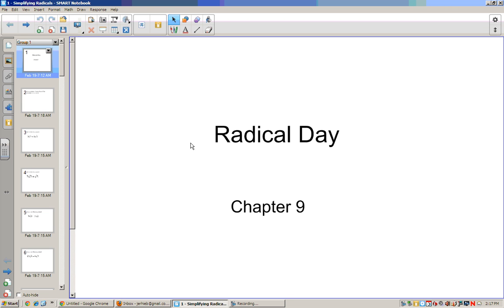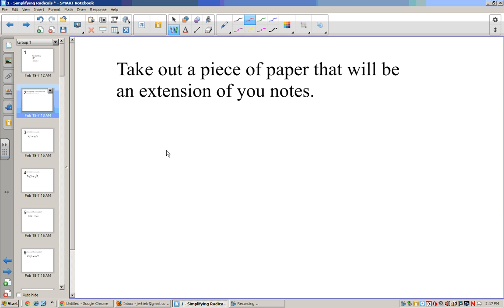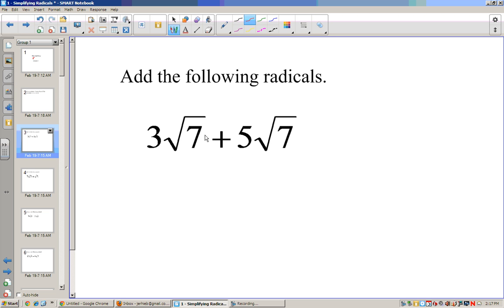Hello, today we're going to learn about radicals. And what radicals are, are square roots. Now, if we are going to add 3 root 7 plus 5 root 7, this is similar to adding 3x and 5x. It uses the same property. If these are the same values, we add them to get 8 square root 7.